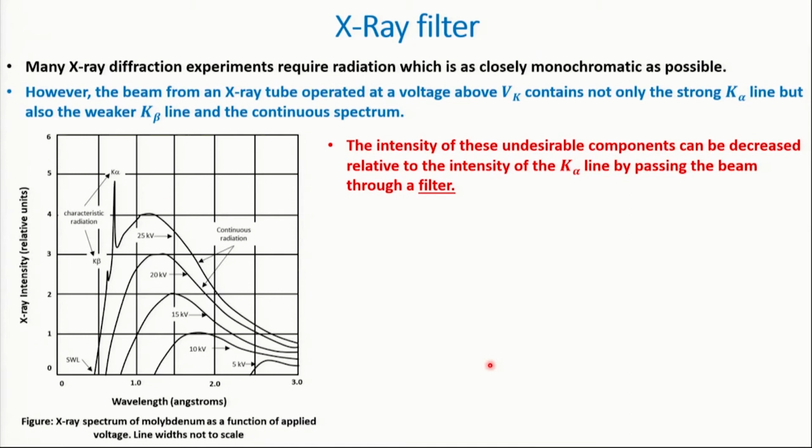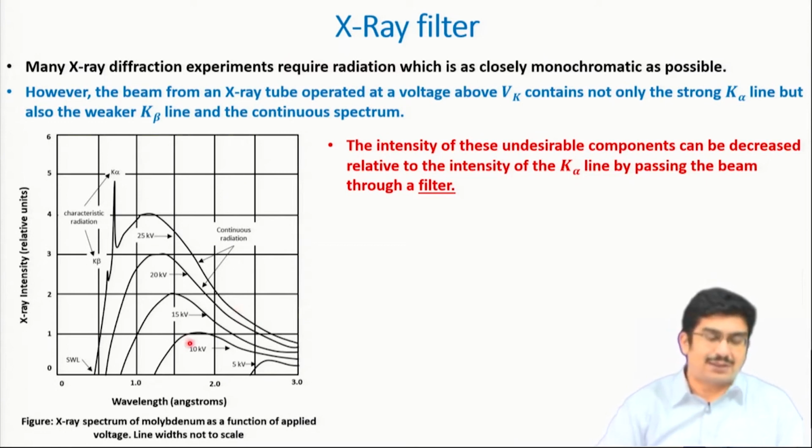And there one thing was told: diffraction experiments require an X-ray radiation which is as closely monochromatic as possible. That is the importance of having the characteristic spectrum over the continuous spectrum. Here, this is the characteristic spectrum, and this is the K alpha line and this is the K beta line. The K alpha line, we discussed, is very sharply defined in wavelength. It only depends on the atomic number and does not depend on the applied voltage, whereas the continuous spectrum does depend on applied voltage.